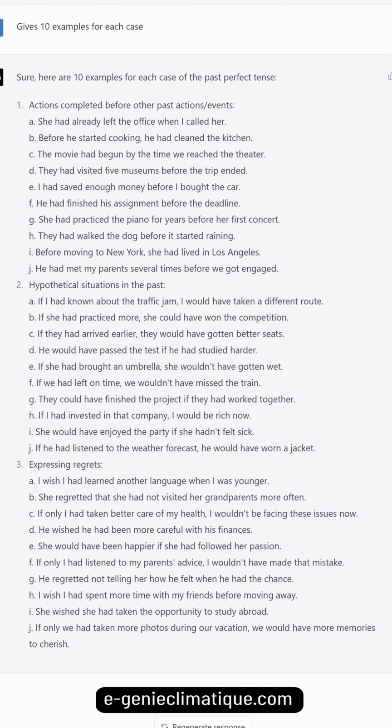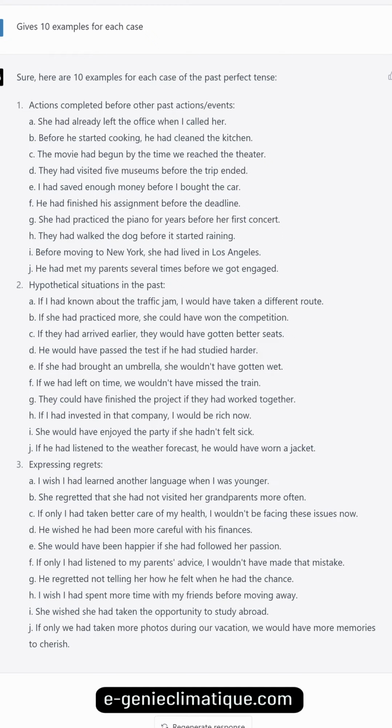F. He had finished his assignment before the deadline. G. She had practiced the piano for years before her first concert. H. They had walked the dog before it started raining. I. Before moving to New York, she had lived in Los Angeles. J. He had met my parents several times before we got engaged.